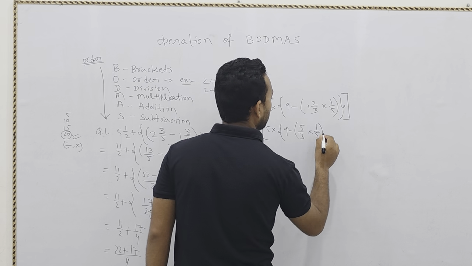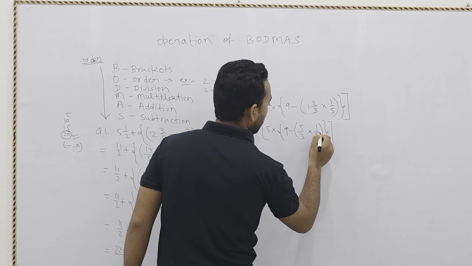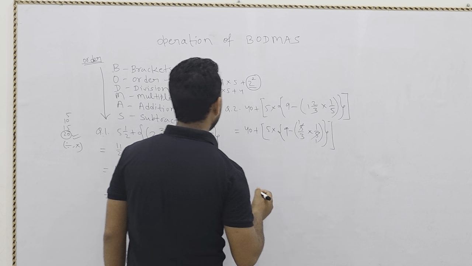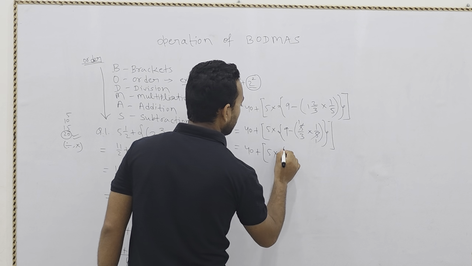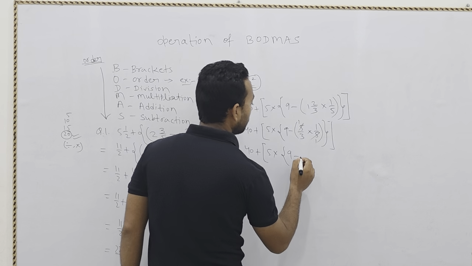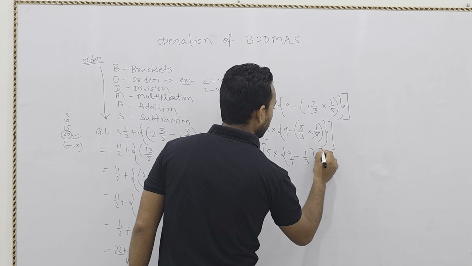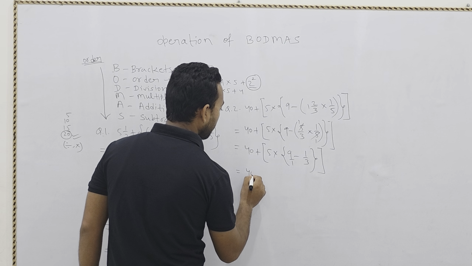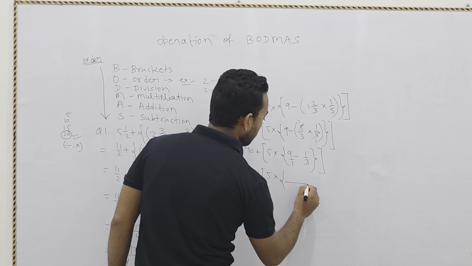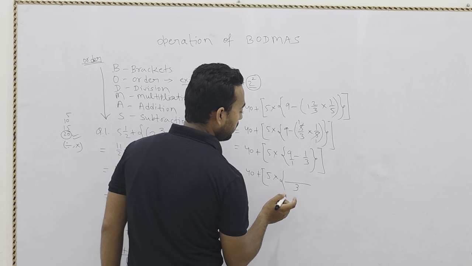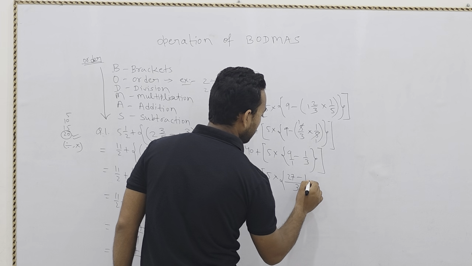So here the bracket closes, then curly bracket, then middle bracket, large bracket. So here you can see the 5 and 5 will be cut. Then again we will write 40 plus bracket 5 multiplied by bracket 9 minus 1 by 3. Then the curly bracket, then large bracket. Again 40 plus 5 multiplied by, again we will take the LCM, it will come 3. 3 times 9 is 27, minus 1, so 26.